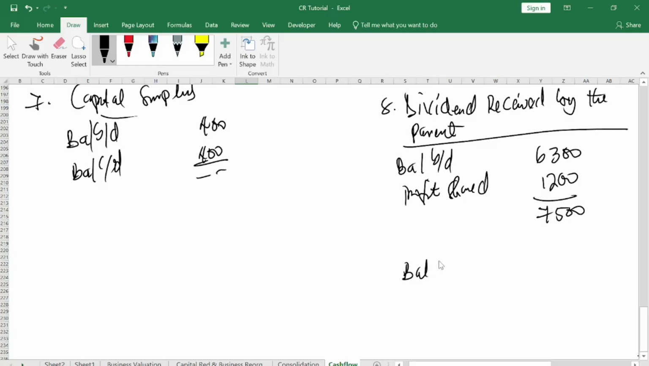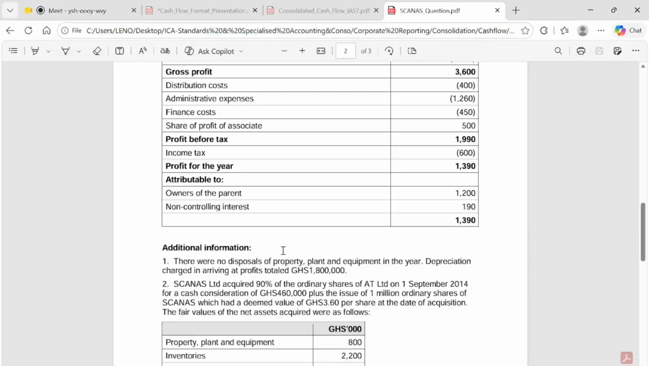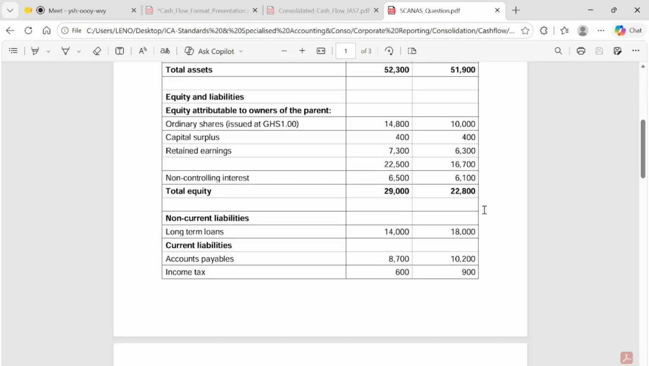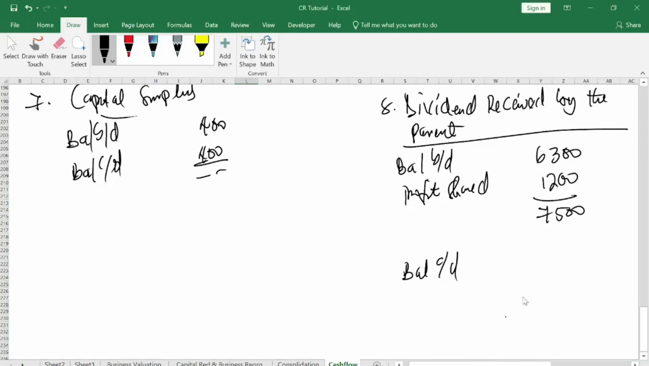So the balance carried down is how much? Check. The balance carried down of the parents is 7,300. Have you seen that? At the beginning, this is the value of the parent. Now it has reduced to 7,300. It means part of their money is issued as dividend. Do you understand? So the difference is how much? 200.